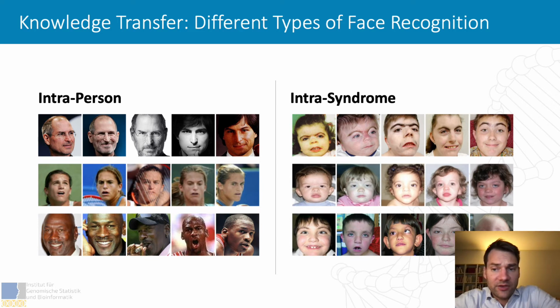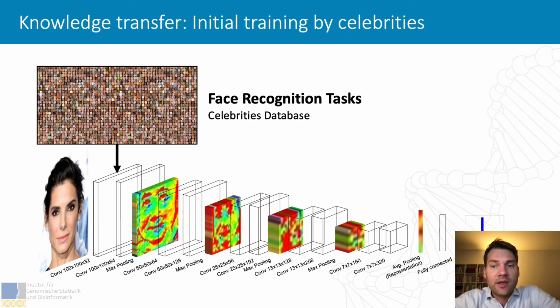Syndrome identification is a similar problem where we have to decide whether a portrait fits to a group of similar patients. We can therefore use an AI that was trained to recognize celebrities. Here you can see a typical architecture of a deep neural network with many layers for pooling and convolution.